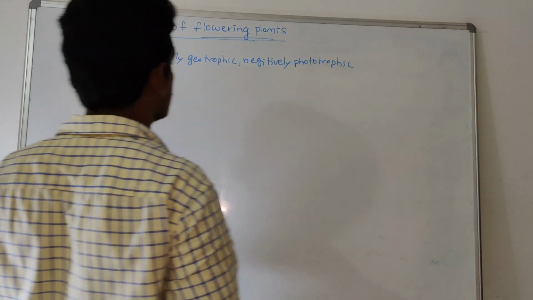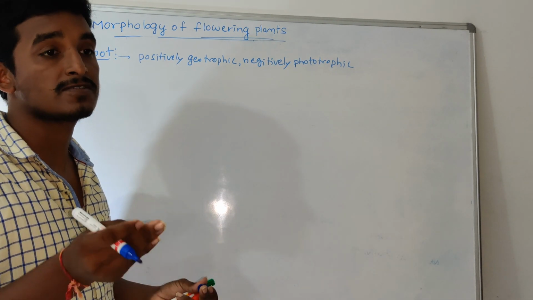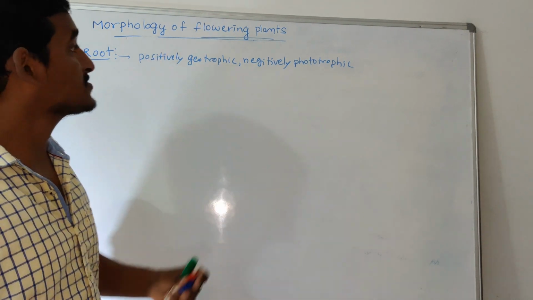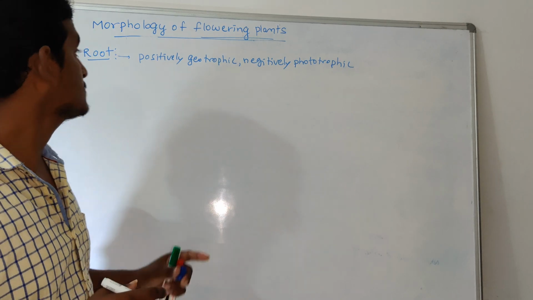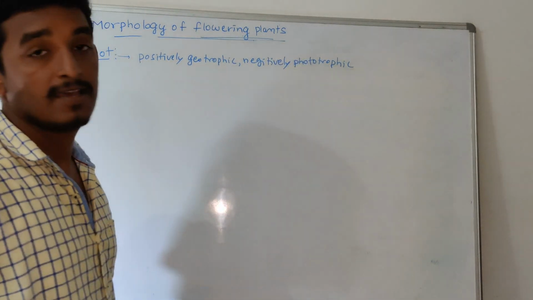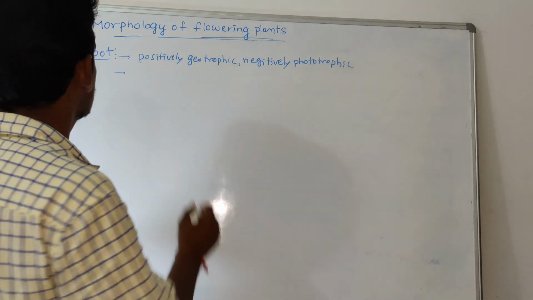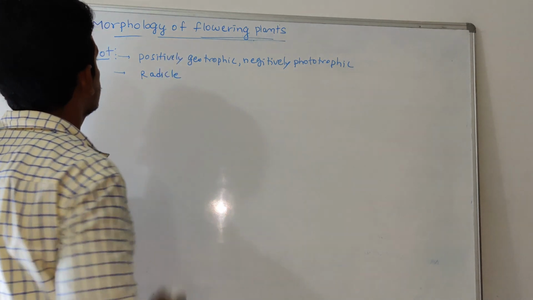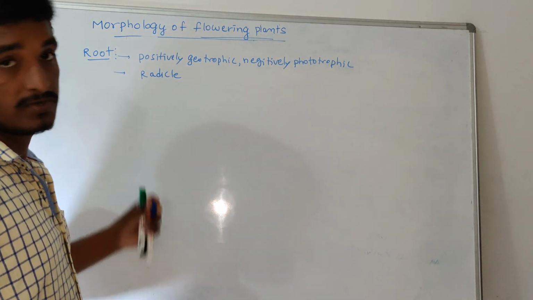But in some cases, if you take respiratory roots, those roots have pneumatophores, and they are positively phototropic and negatively geotropic. That is the exceptional feature, right? So generally the roots are positively geotropic and negatively phototropic. Where do these roots develop from? They come from the radicle, right? So what is the function of the root?